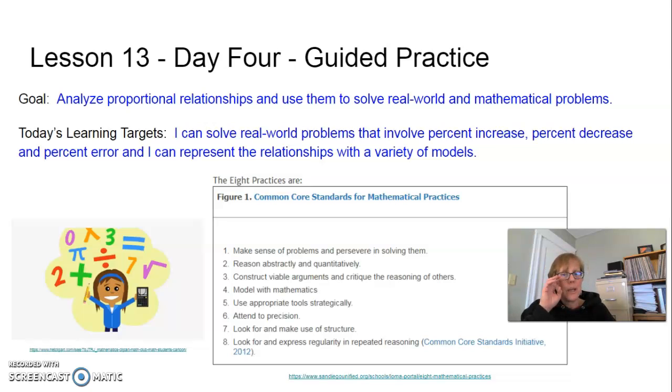All right, so today we're going to continue to work on percent problems. We're going to do some percent increase, some percent decrease, and some percent error. And we'll take a look at a few different models.